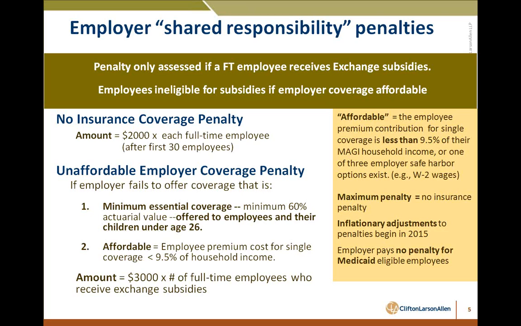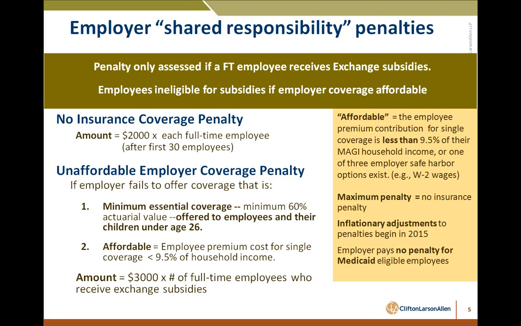But the second piece is then that has to be affordable. So the employee premium cost, again, has to be less than 9.5% of income. And then if you don't meet those criteria, then you would be subject to this $3,000 penalty times the number of full-time employees who go and get subsidies. Again, it's only those that go get subsidies because they don't have an affordable or minimum value offer of coverage. So that's just a little background.